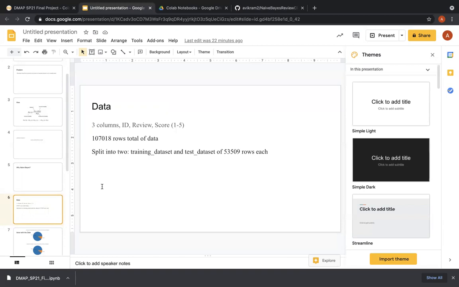So these three columns make up one row, and there are 107,018 rows total of data. So it is a vast data set. And we originally split it into two, right? We split it into the training set and test set halfway evenly, 53,509 rows each. So that was the initial split, a simple split.